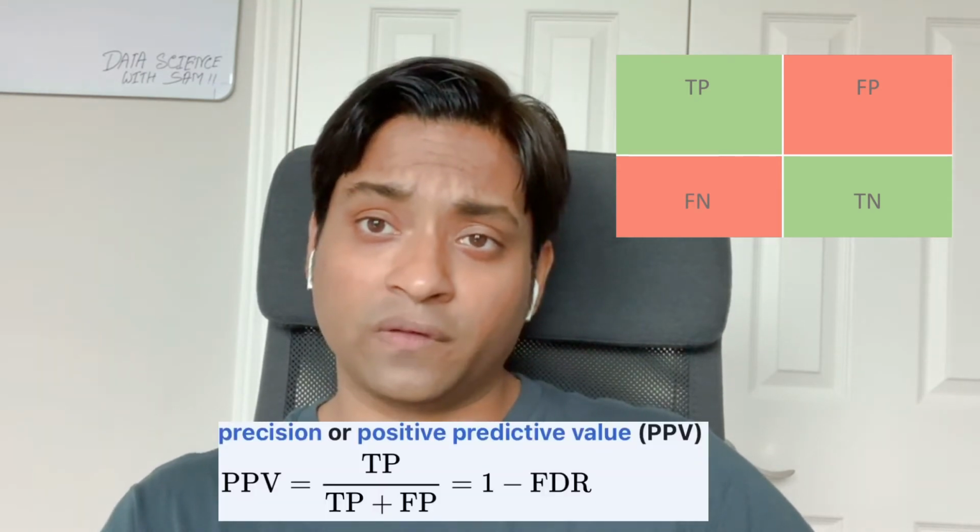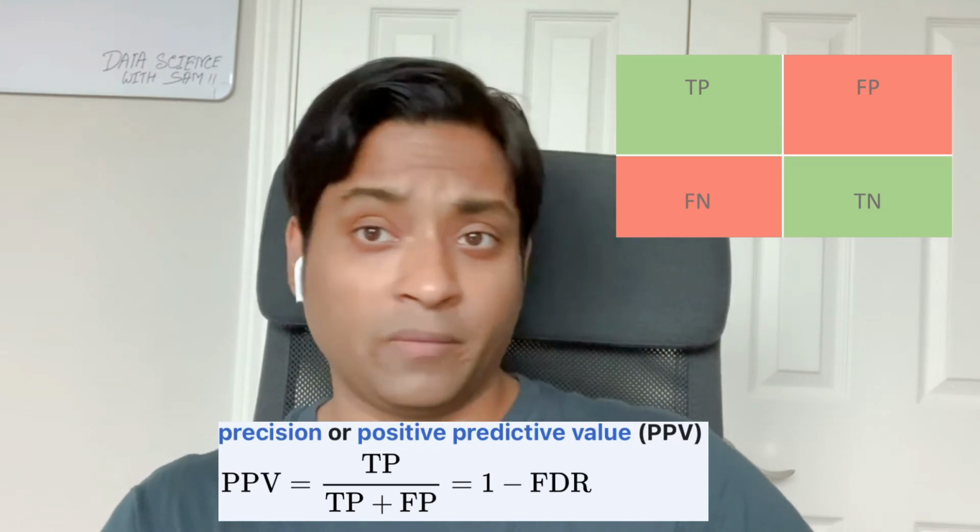The next one is precision. Suppose sometimes your model predicted yes. How often is that prediction correct? In that case, you basically divide true positive by the predicted yes, and you get the precision.